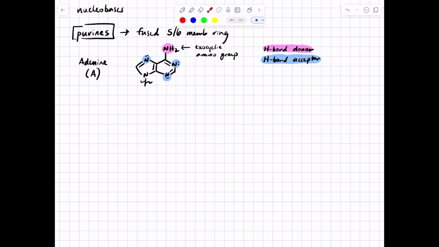Also on the list of purines is another structure called guanine, abbreviated G. This shares some of the structural features of adenine. The 5-membered ring is exactly the same, but the 6-membered ring is not. It has the nitrogens within the ring in the same place, but the other details are dramatically different.